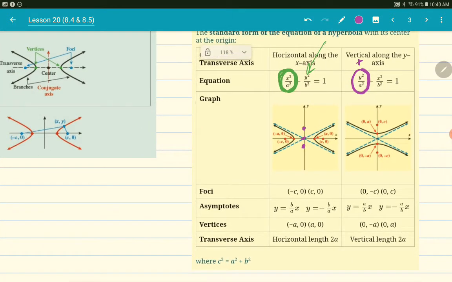Another difference between ellipse and hyperbola that's important is this difference. You might remember from an ellipse, it was c squared equals the difference, a squared minus b squared. But for a hyperbola, it's the sum. So again, we're flipping that sign. I'm going to erase that so that doesn't cause confusion. That's an important difference that we'll need later on too.